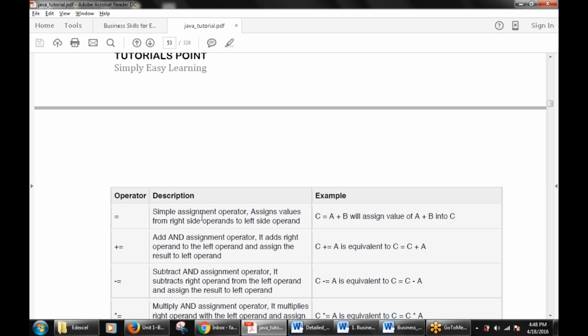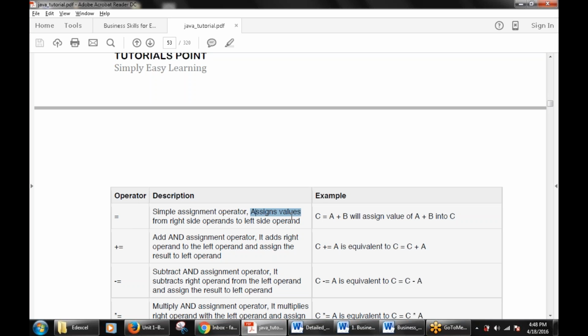So that assigns a value from the right hand side to the left hand side of it. Remember, it is very important to assign the value of the right hand side. For example, if I write 10 equals to a, that means I'm assigning the a value into the 10. That's not possible. So the best way to write is a equals to 10. That means the 10 value, the right hand side operand's value, is assigned to the left hand side operand, that is the variable a.